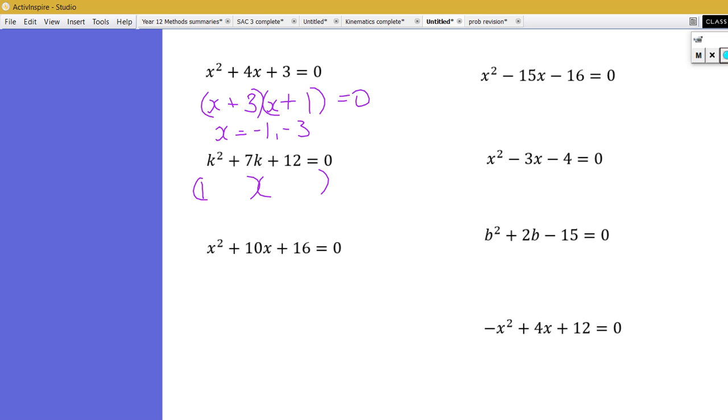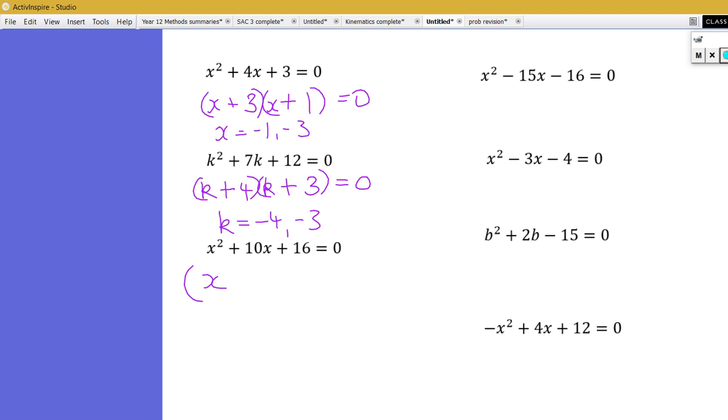Similarly here, it ends in a plus. We need the two numbers that multiply to be 12, but they have to add to be 7. So it's 4 and 3. Ending in a plus, they'll both be the same. And the first sign tells us they'll both be positive. So k is -4 and -3.